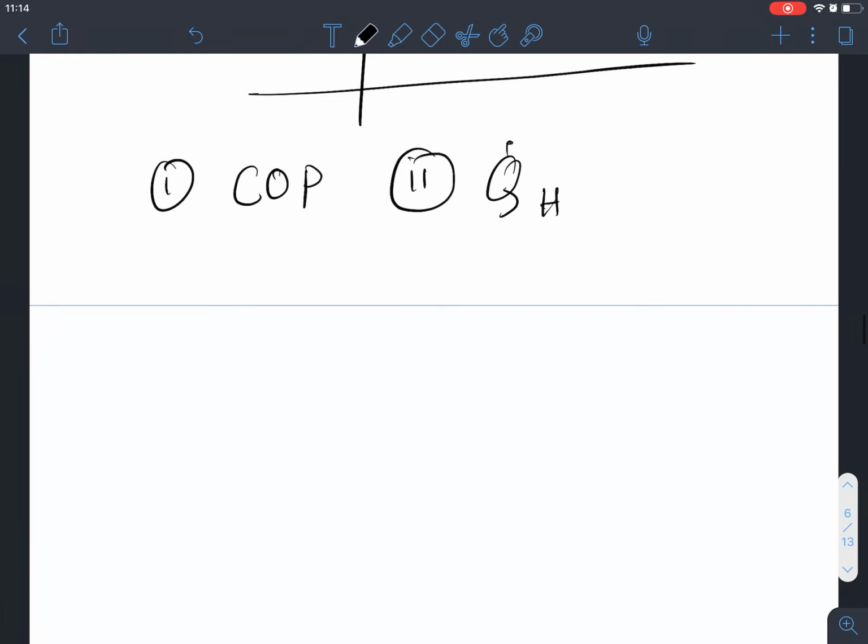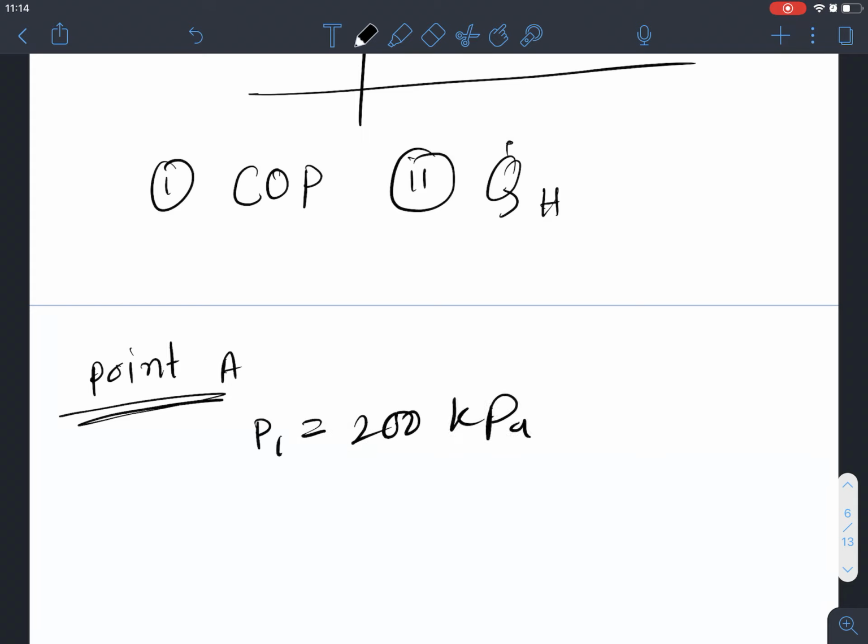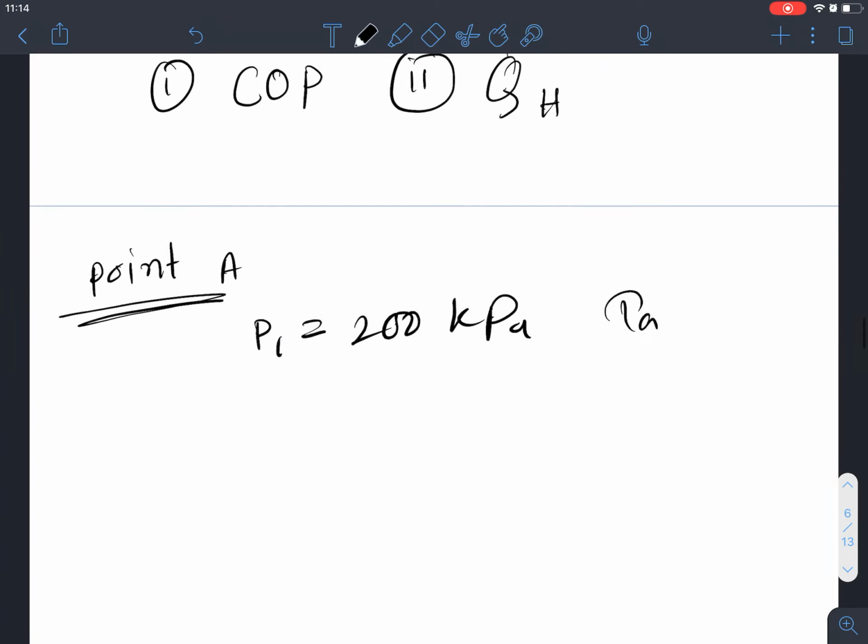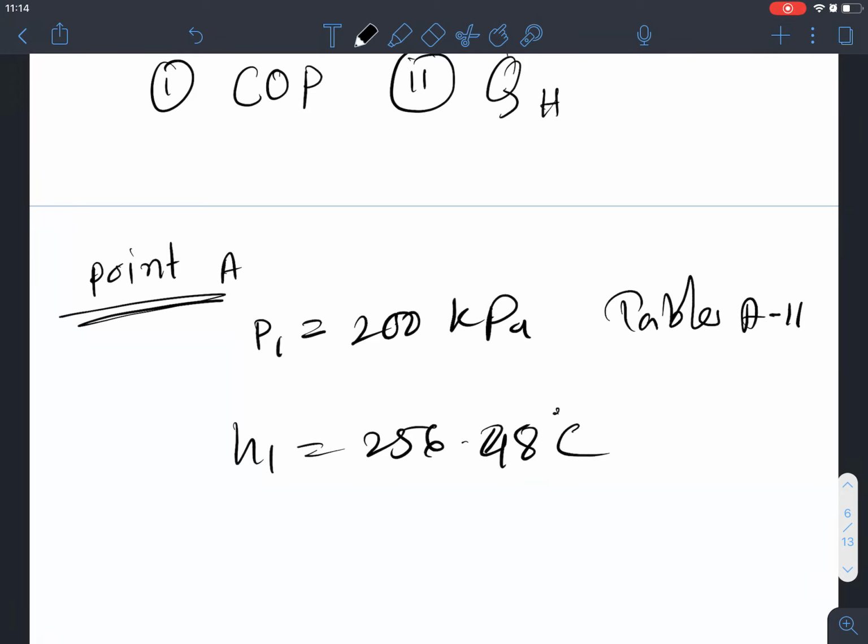So at this point, what is the pressure? At point 1, the pressure P1 equals the given 200 kilopascal, okay? With respect to 200 kilopascal, from table A11, we know that H1 equals 256.48. It's the same one, right? 48 degrees Celsius, and the entropy equals 0.98214 kilojoule per kg.